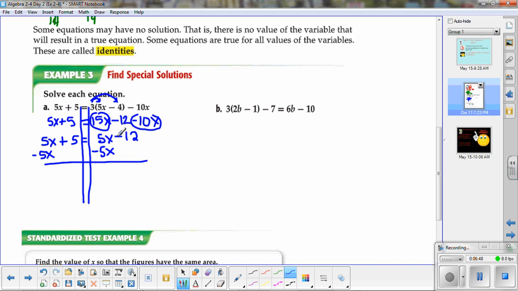Now what happens here, since these are both 5x, it's going to disappear on the left and on the right, and we're left with 5 equals negative 12, because this disappeared and this disappeared. 5 equals negative 12, we know that's not true. This is one of the cases where there is no solution. When you end up with two things that are really not equal, then your answer is going to be no solution. There is nothing that you can plug into this equation for x and have the two sides work out to be the same.